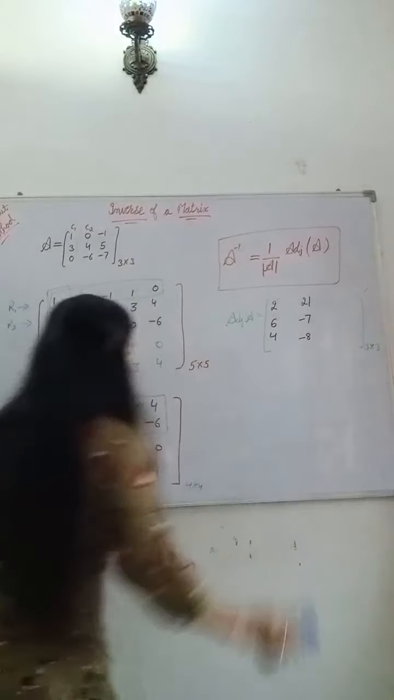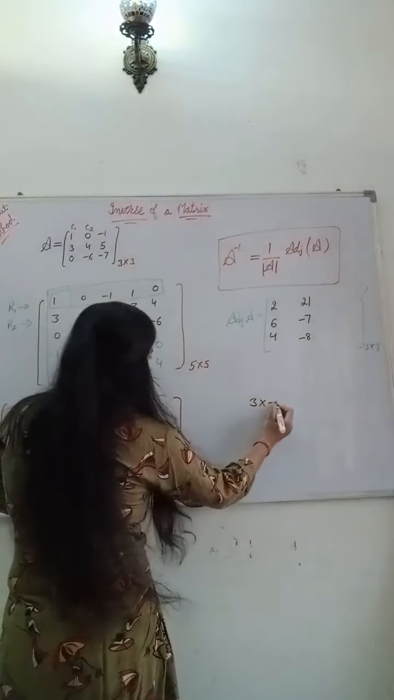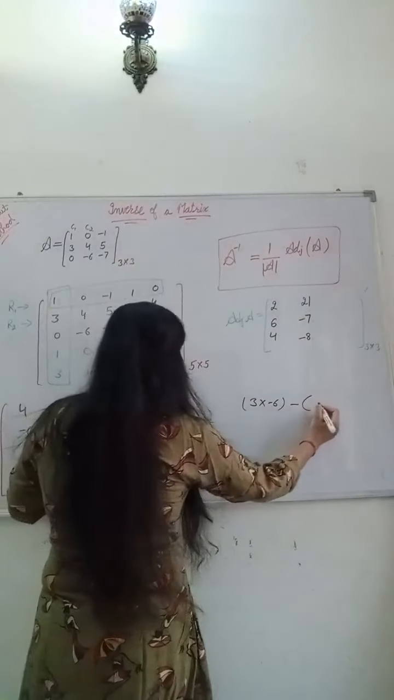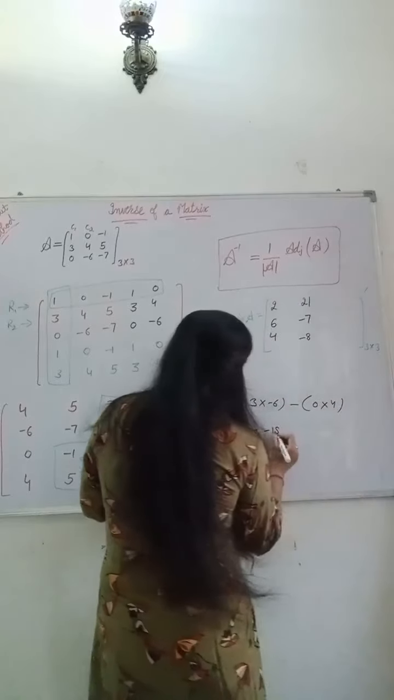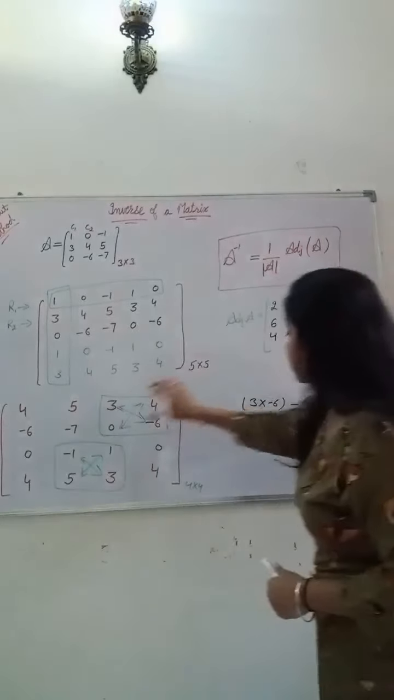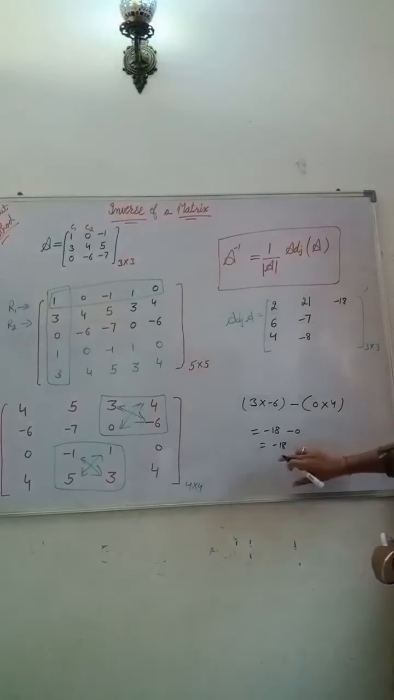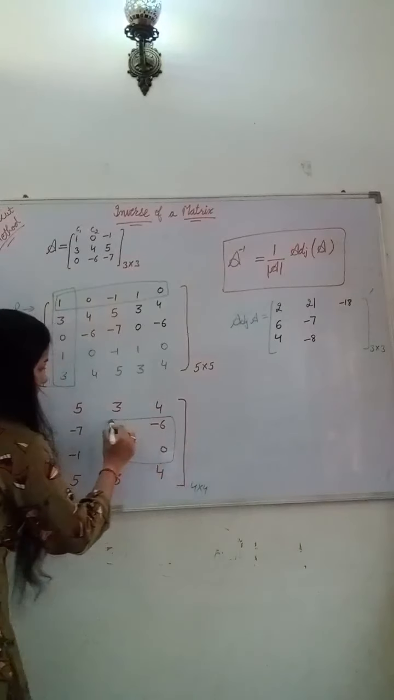Just do the multiplication. 3 into minus 6, put a subtraction sign, 0 into 4. Minus 18 minus 0 means minus 18. From this I get minus 18. Now these 4 elements. Now do their cross multiplication.